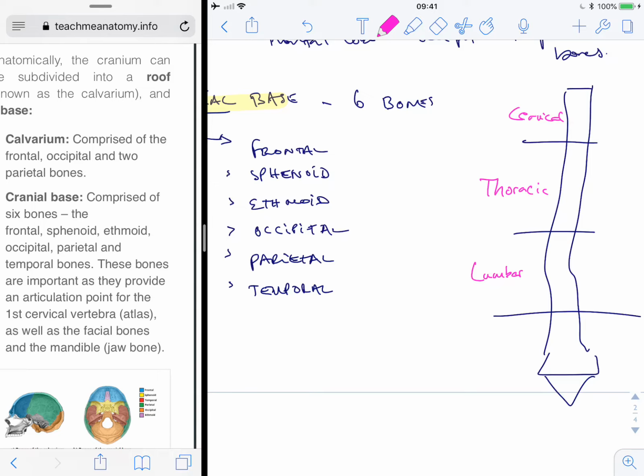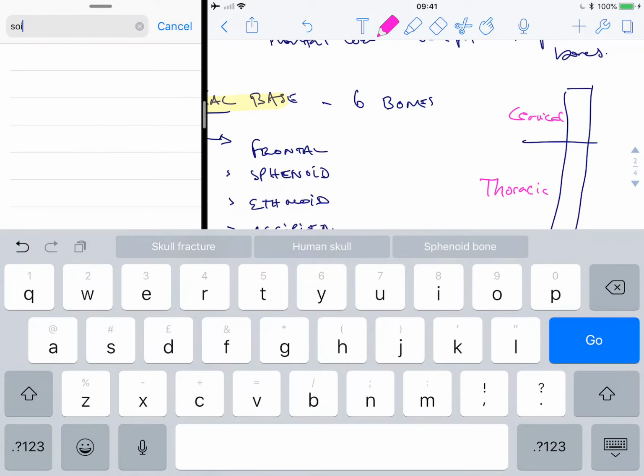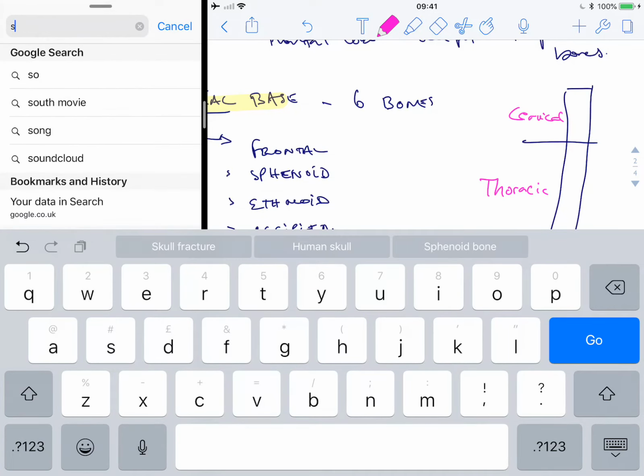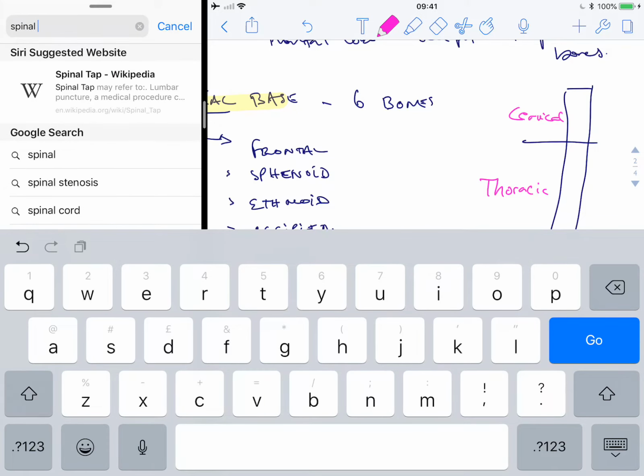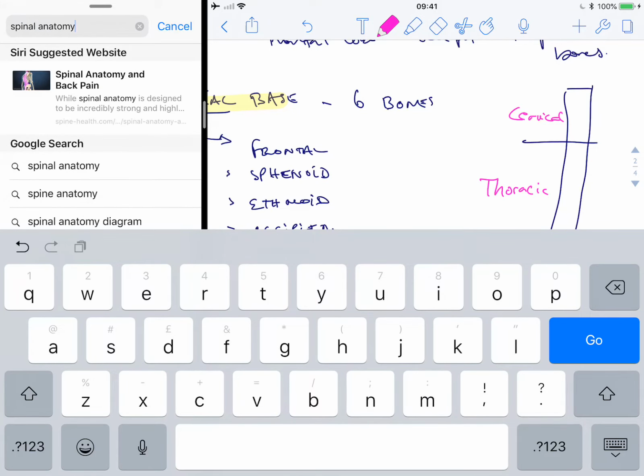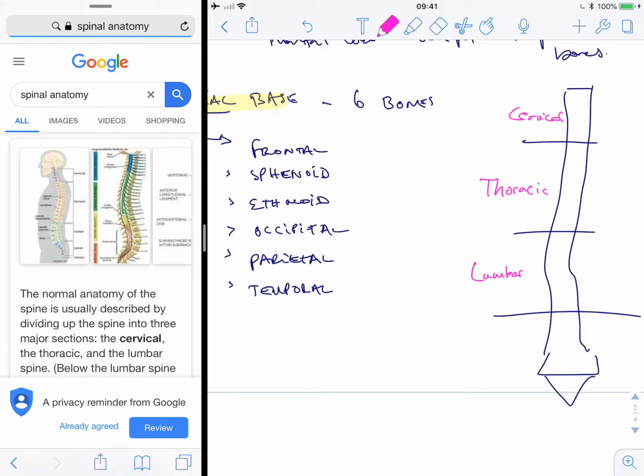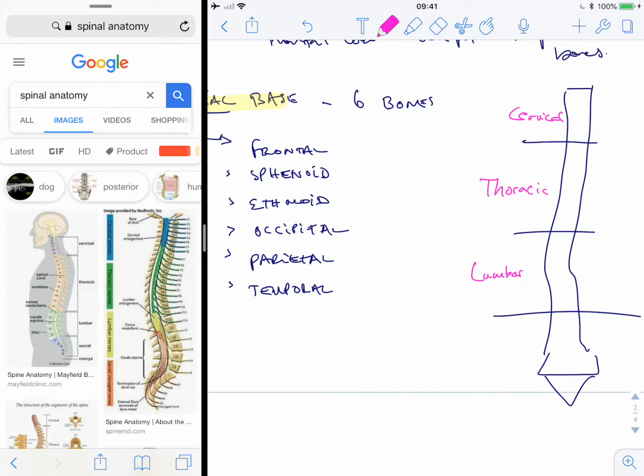What is the last one? Cervical, thoracic, lumbar. Spinal. Anatomy. See, I always do this. I constantly sidetrack, but it's good to remember. Sacral. Yes. Sacral.